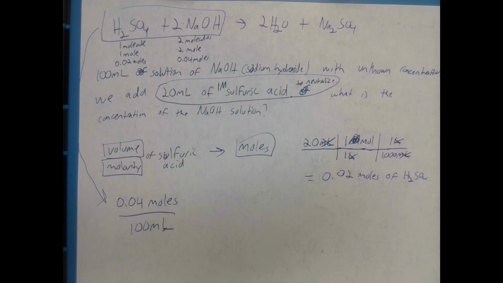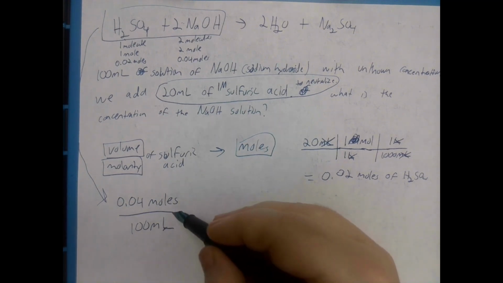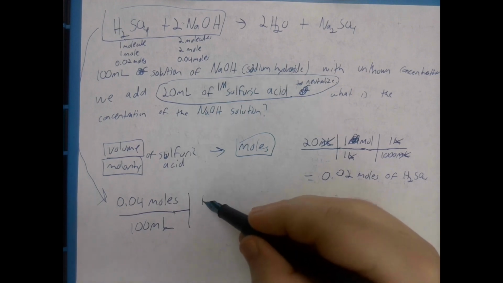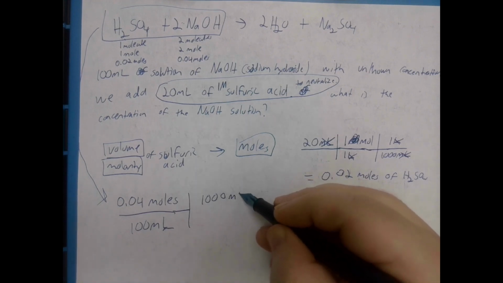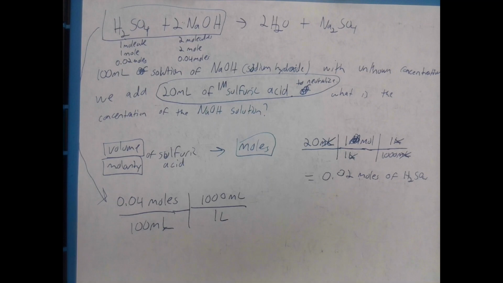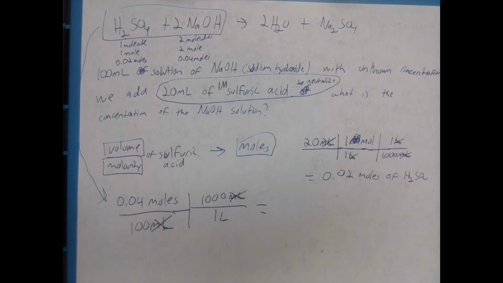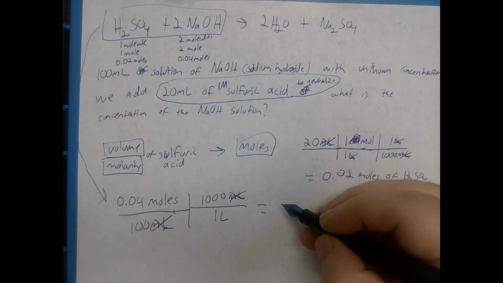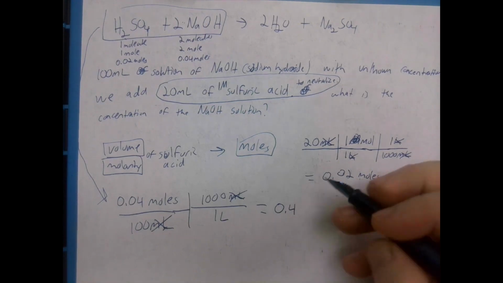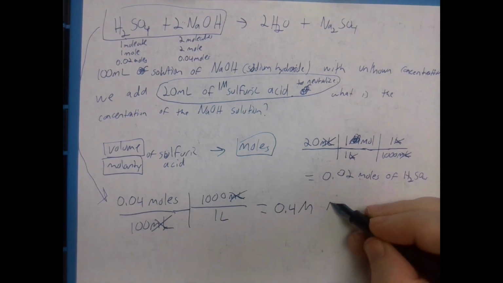And we're trying to figure out molarity. What is molarity? It's moles per liter. So you come over here, 1,000 milliliters per 1 liter. Milliliters cancel out. And we see we have a 0.4 molar solution. And that's our answer.